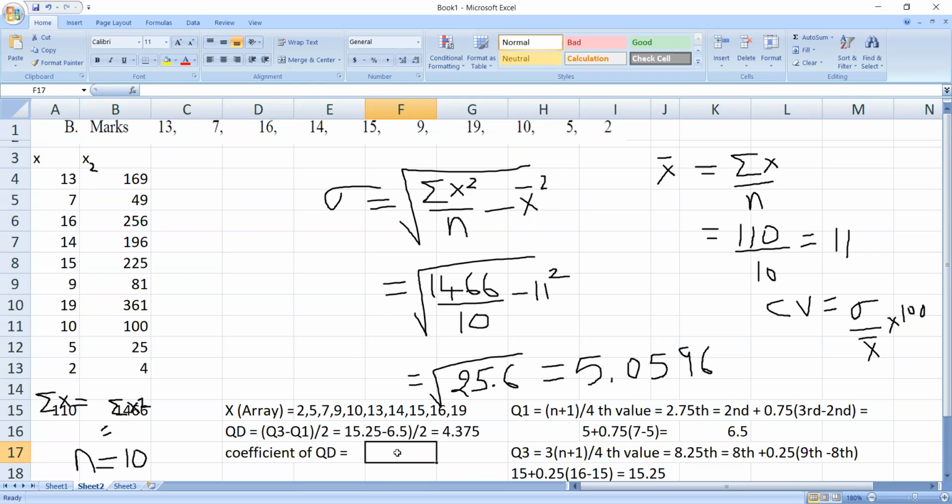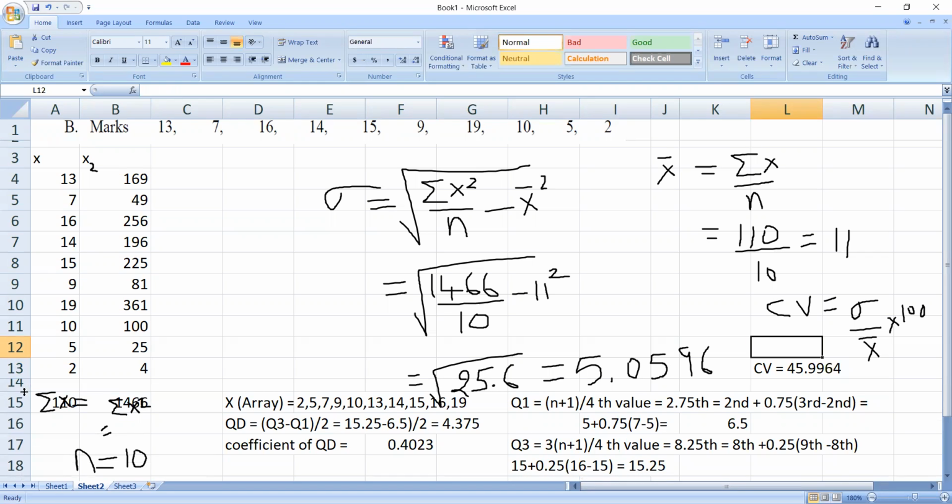The CV, QD, sir. Give me CV or coefficient of QD? Sorry sir, CV, CV sir. CV, okay. Standard deviations are easier. 5.05. Did you get 5.05 as standard deviation? 5.6, sir, earlier.